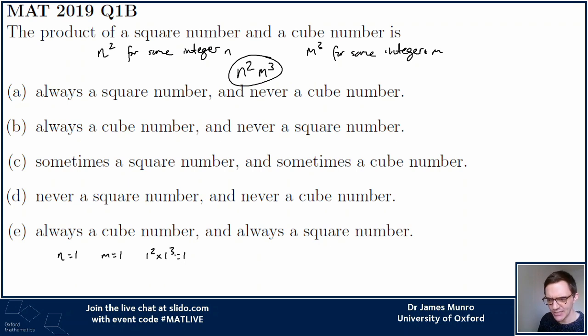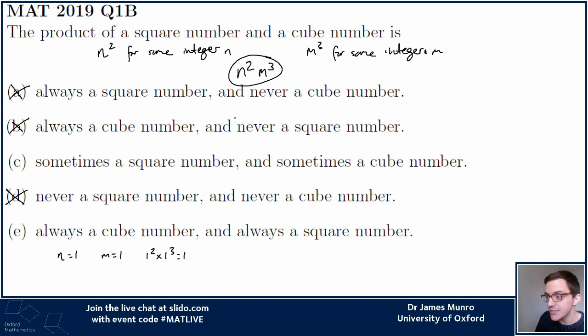I suppose this is a counterexample for D. Option D claims that the product would never be a square number and never be a cube number. So that's out actually, because 1 squared times 1 cubed is 1, which is technically a square number and a cube number. All on its own, it's a counterexample for both halves of D. I suppose I can rule out A and B as well, because part of the statement in A is that this thing should never be a cube number. That's wrong, this is sometimes a cube number.